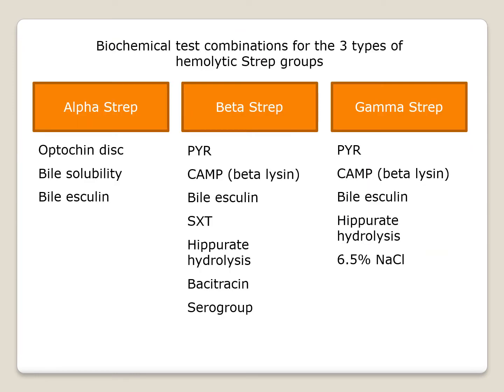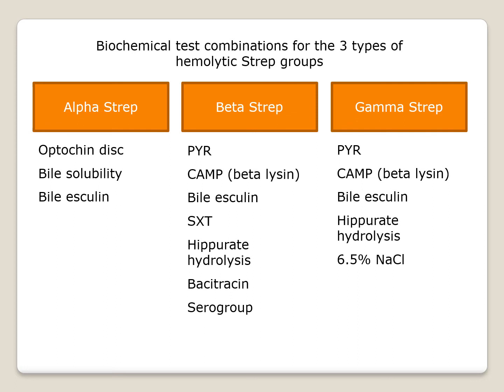So here's some general lists of the types of tests that we do to identify our alpha streps, our beta streps, and our gamma streps. Our alpha streps, we usually use to differentiate Streptococcus viridans from Streptococcus pneumoniae and sometimes Streptococcus gallolyticus. We would set up the optochin disc or the bile solubility test or bile-esculin and salt. For beta hemolytic streps, we would set up PYR or CAMP or bile-esculin or SXT, hippurate hydrolysis, bacitracin, or we could serotype them. And serotyping really is the gold standard for identifying our beta streps.